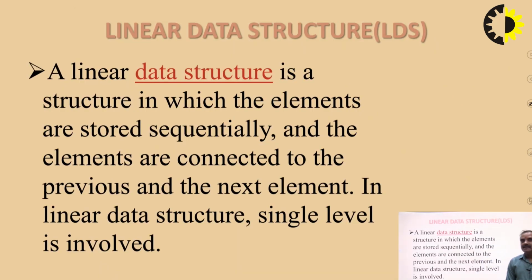The next one is linear data structure, which was discussed in the first slides. Linear data structure means the data is stored in a contiguous memory location. In a linear data structure, the data is also stored at the same level. There is no difference between levels and no classification of levels. All data lie on the same level and that is called a single level data structure. A linear data structure is a structure in which the elements are stored sequentially and connected to the previous and the next element. In a linear data structure, a single level is involved. All data is stored at a single level.